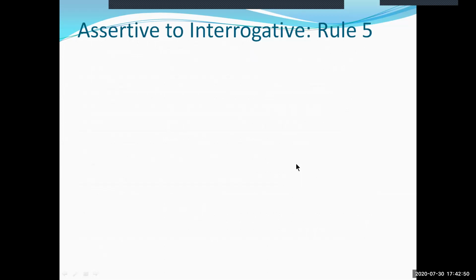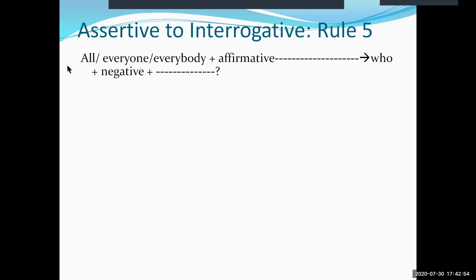This is rule 5, in which we are finding all, everyone, or everybody in the affirmative sentence. So if we find any sentence with all, everyone, everybody as the subject, and if the sentence is in affirmative form, we can make the sentence interrogative by using who in place of all, everyone, or everybody, and then make the rest of the part negative. Let us see an example.